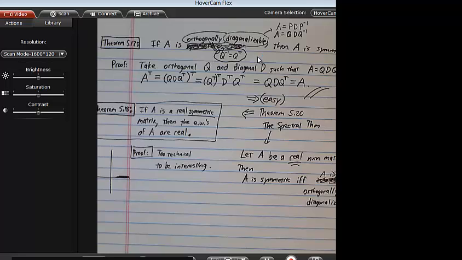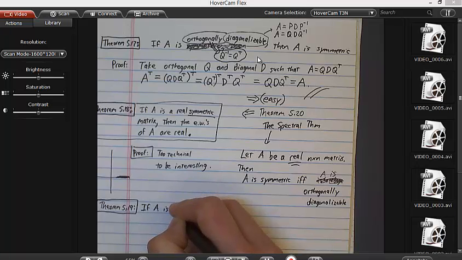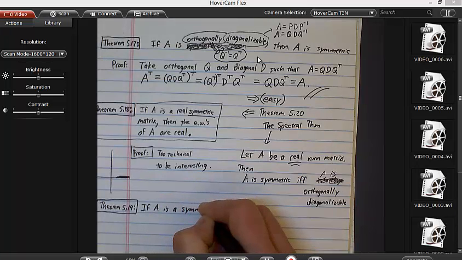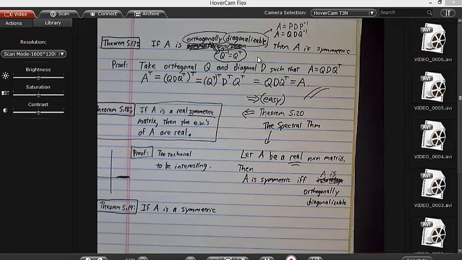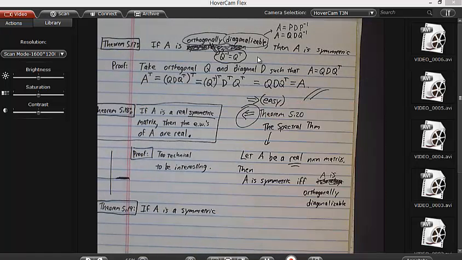All right. Theorem 5.19, I think I will prove today. This was on the fence. I was like, should I or not? I want to. If A is a symmetric matrix, and again, that's what we're going to assume, we're going to be going the other direction right now.